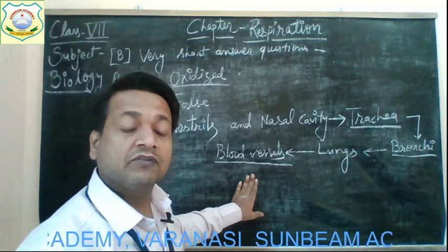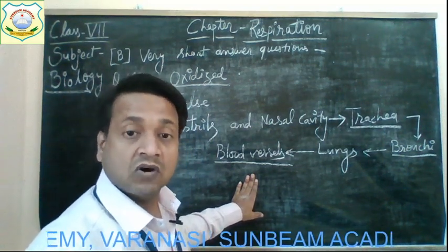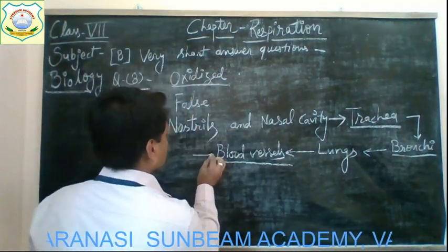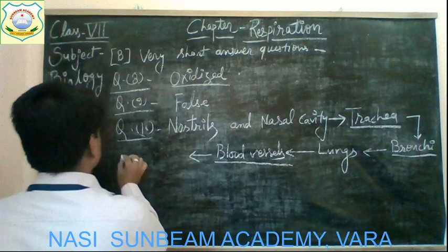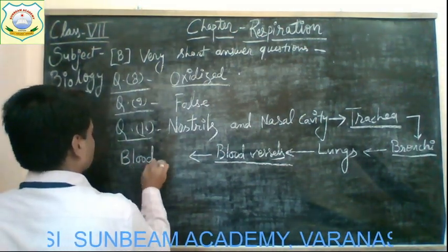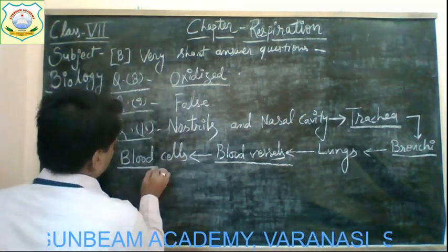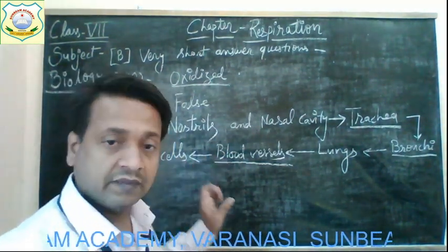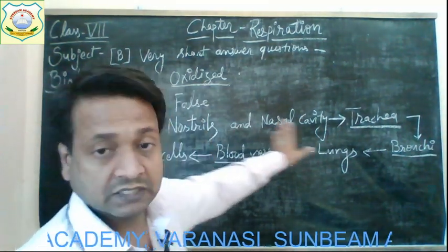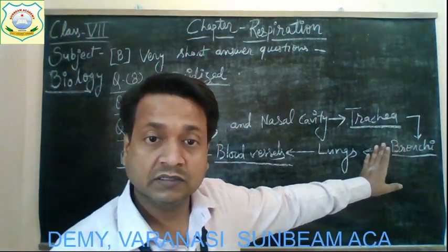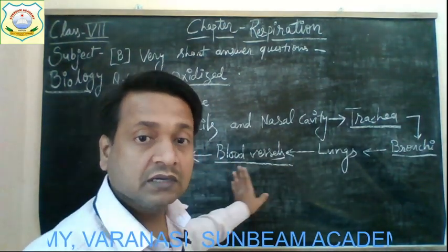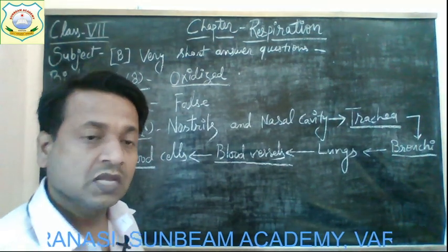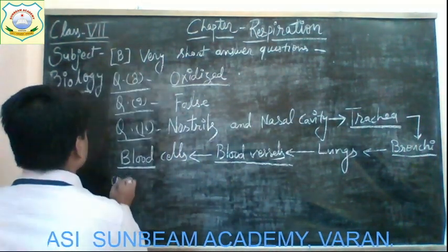Okay, and from blood vessels, the oxygen goes to the blood cells. So you will fill in the word blood there. Cells are already given. So this is the sequence in humans by which the oxygen flows during respiration. Get it, children? Now the question number 11.